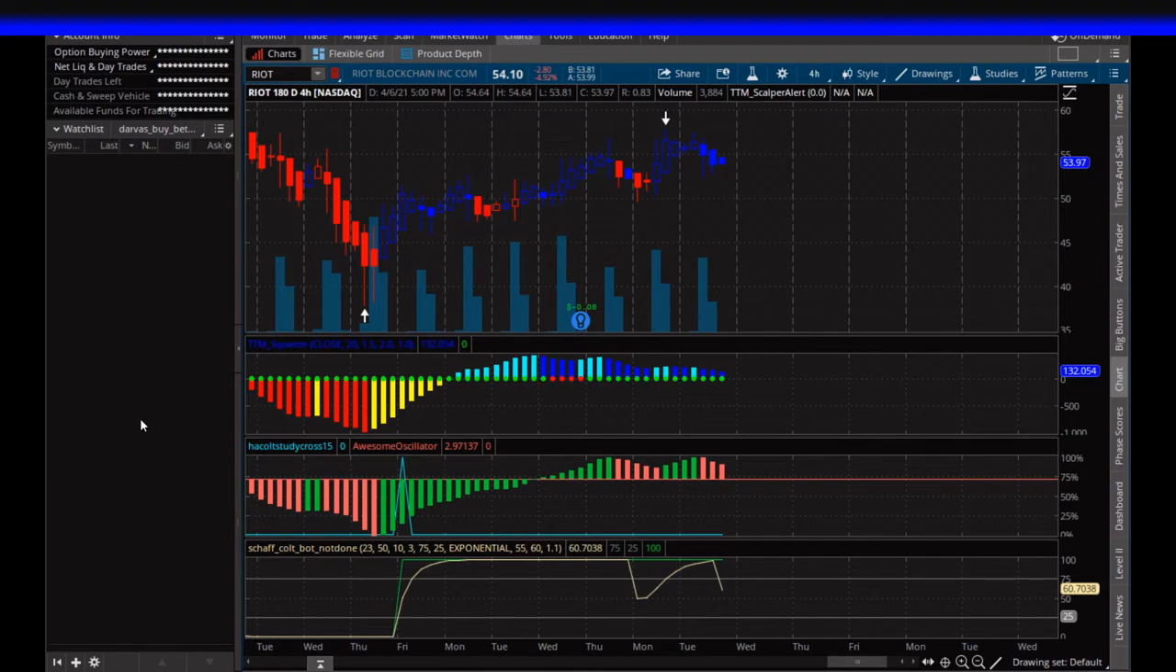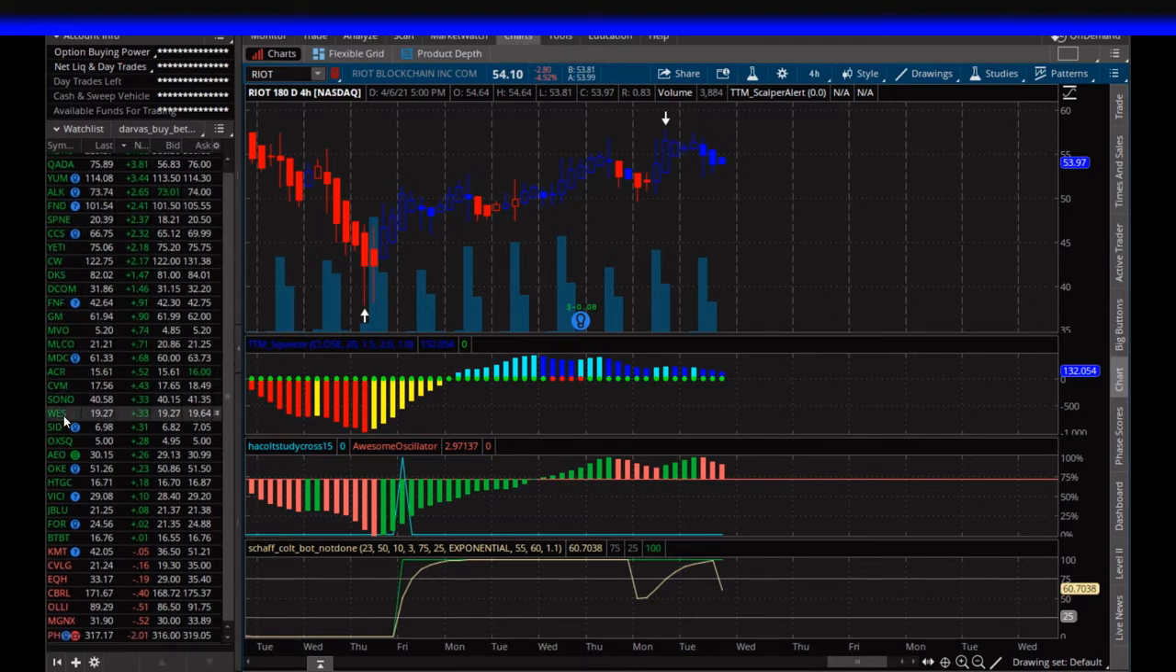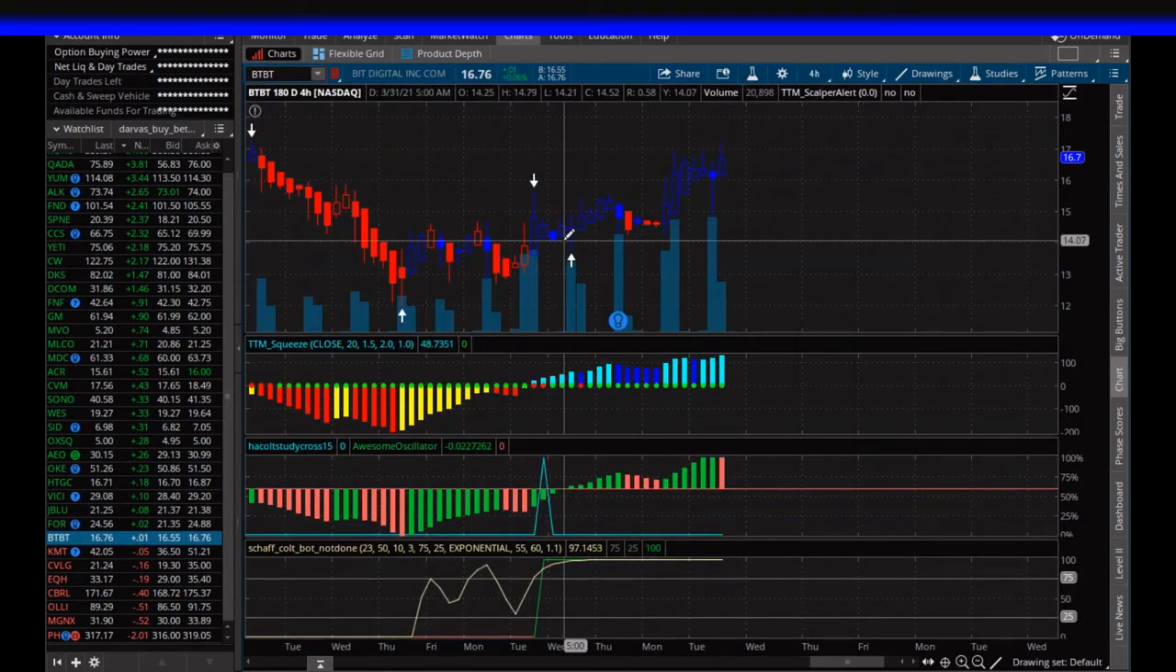I mostly go for Darvis box daily signals. Roku, Yum, Yeti, Decom. I mean, lots and lots of good ones. BTBT, Bit Digital. I've been watching them since they were $12.